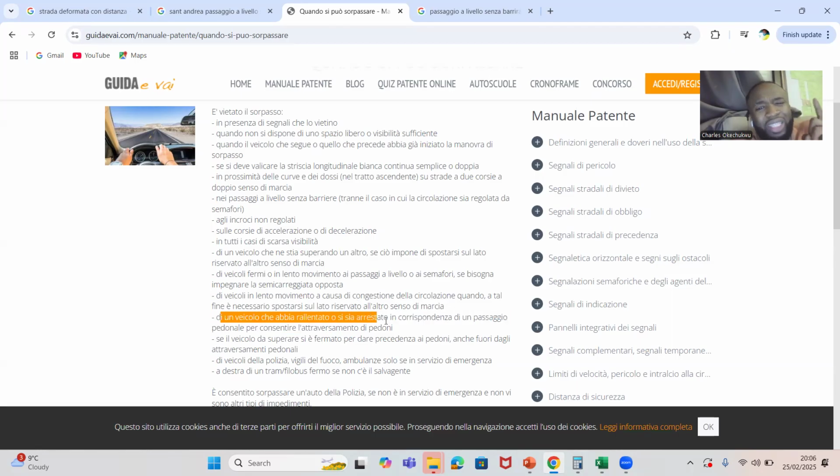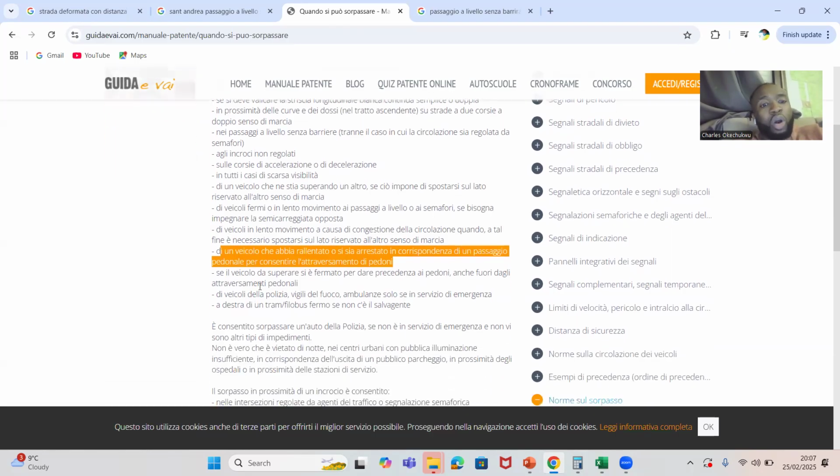Watch. Or si sia arrestato, the vehicle can stop in corrispondenza of a passaggio pedonale. Another name for passaggio pedonale is attraversamento pedonale, also called striscia pedonale. We didn't do these things before. And this particular vehicle stopped there per consentire attraversamento dei pedoni. So don't overtake them, it is a big crime. Don't overtake them because they stopped to allow people to cross the road.